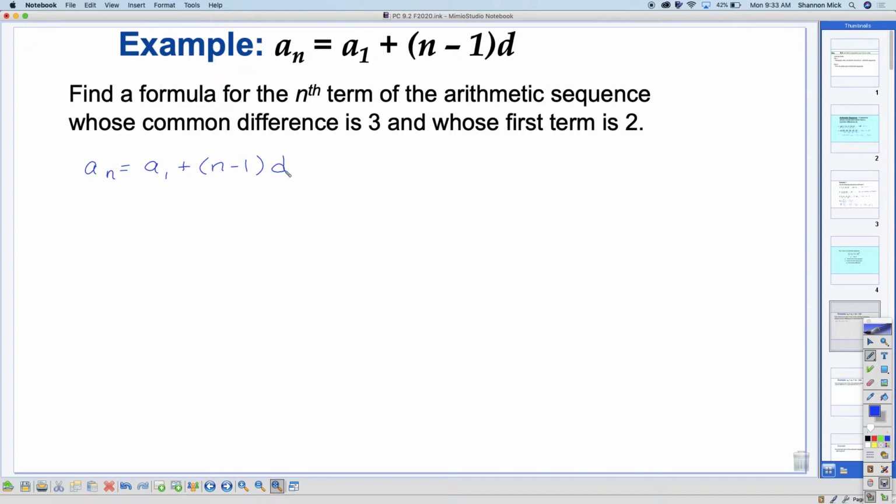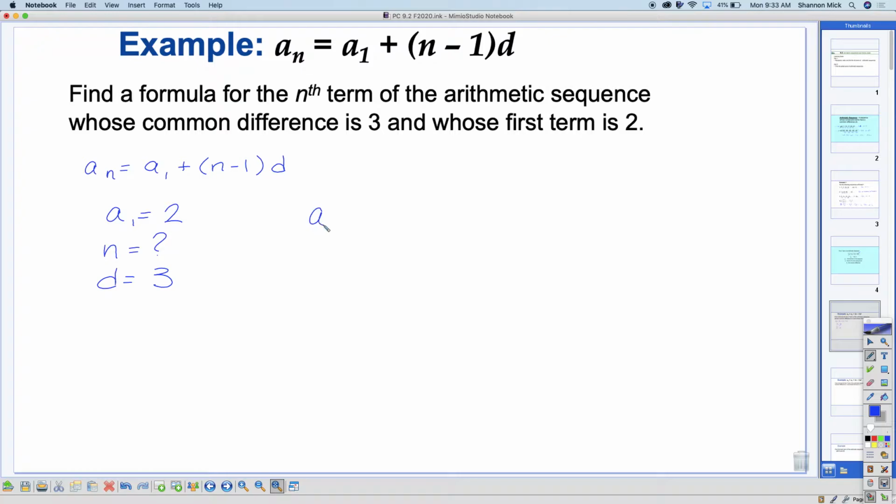So, it says find the formula. So the formula is the definition, the equation, right? Okay. So a sub 1, do I have a sub 1? A sub 1 is what? 2. Do I have n? No, I don't have n. And I wouldn't have n, would I, if I'm writing a formula? No. Okay, and do I have d? Yeah, 3. So what do I do with those things? You fill them in. Just fill them in.